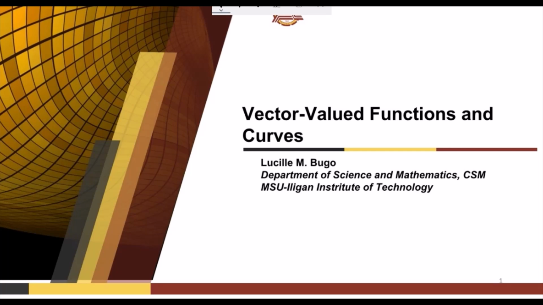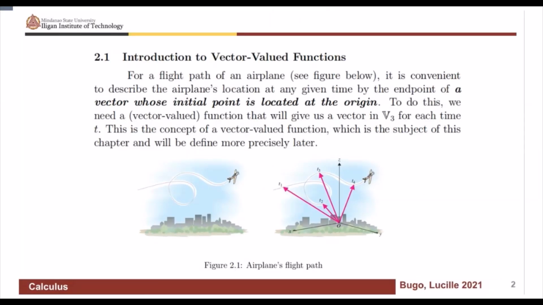Hi, in this video we will be talking about vector valued functions and curves. For a flight path of an airplane, as can be seen in the figure below, it is convenient to describe the airplane's location at any given time by the endpoint of a vector whose initial point is located at the origin. To do this, we need a vector valued function that will give us a vector in V sub 3 for each time t. This is the concept of a vector valued function, which is the subject of this chapter and will be defined more precisely later.